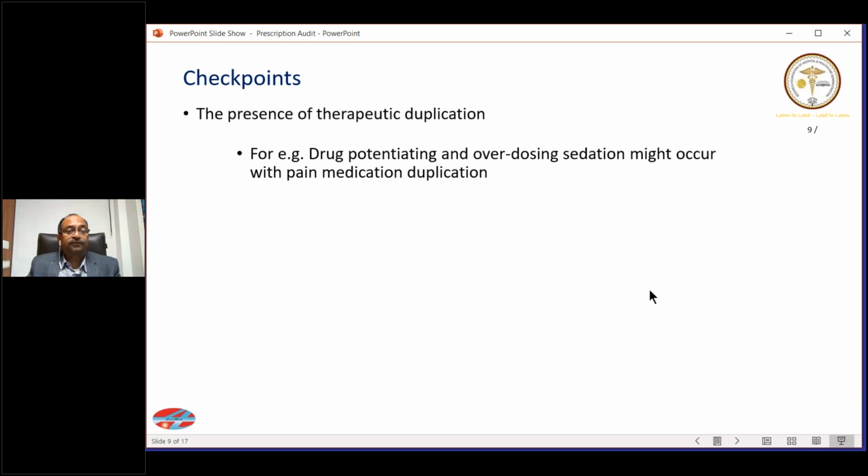Next, we see the presence of therapeutic duplication. Okay, two sedatives, two antibiotics of the same group. So two pain medications. So this is basically drug potentiating and overdosing; sedation might occur with pain medication duplication. So when we give two medications for pain relief, then sometimes we may have an issue with drug potentiation or overdosing. So we have to check for therapeutic duplication. This can be done only by a person who knows how to identify a therapeutic duplication.